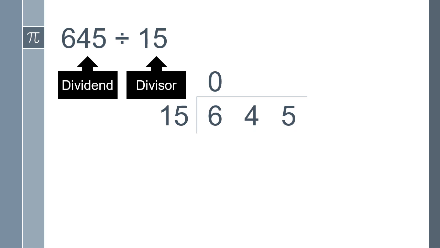Again, I'm going to count up in 15s, so 15, 30, 45, 60. Again, if I add another 15, I'm going to go over 64. So I'm going to stop there, and I've added 15 4 times. So 64 divided by 15 is 4.